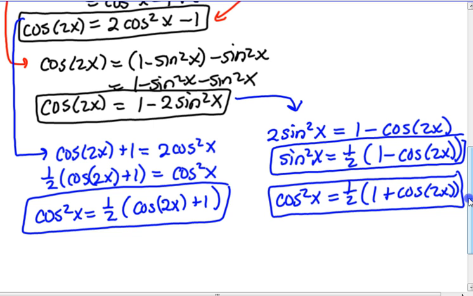So those are the last of the properties that I want you to be able to know. And then we'll talk a little bit more in a different video about how to apply the properties.